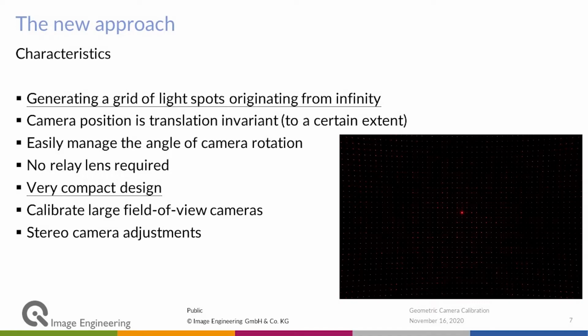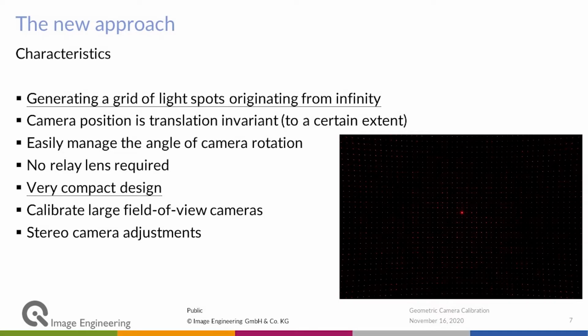The whole thing is translation invariant, so you can move your camera left and right, up and down, and it will not have any impact on your measurement. However, the rotation of your camera has an impact, and we're actually going to measure the amount of rotation from the image itself. So we do not require a relay lens in this case because the light dots are originating from infinity. We can use a very compact design.